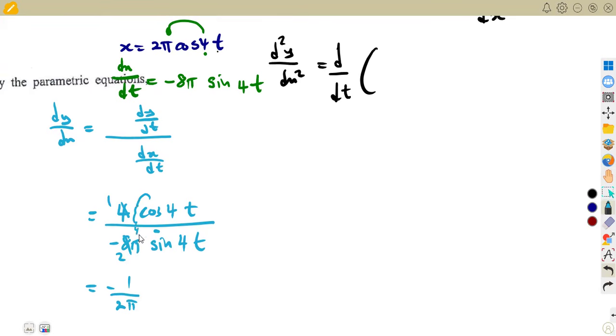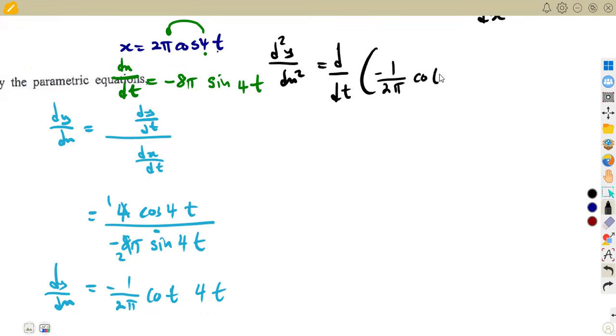Then remember that cos over sine, if these two are the same, 4t, 4t, gives us a cot. If it is sine over cos, it's a tan, but cos over sine is a cot. So this will give us cot 4t. This is the derivative of y with respect to x. We got this part, so we're going to take this into consideration: negative 1 over 2 pi times cot 4t. This is what we got, cot, not cos, but cot.